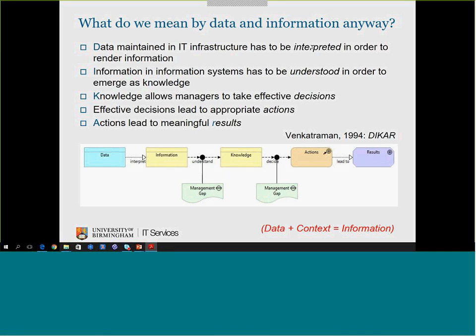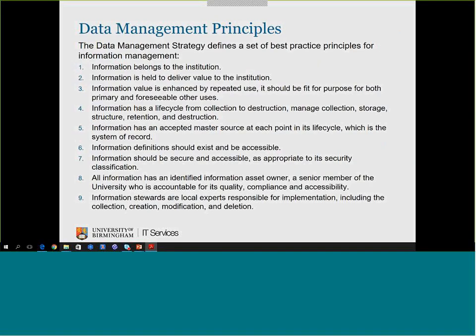What do we mean by data and information anyway, just to be clear about it? Data is interpreted to render information, which is understood to render knowledge, so that the business manages to take effective decisions and action to meaningful results. Relevant to business architecture, perhaps. Bear with me.